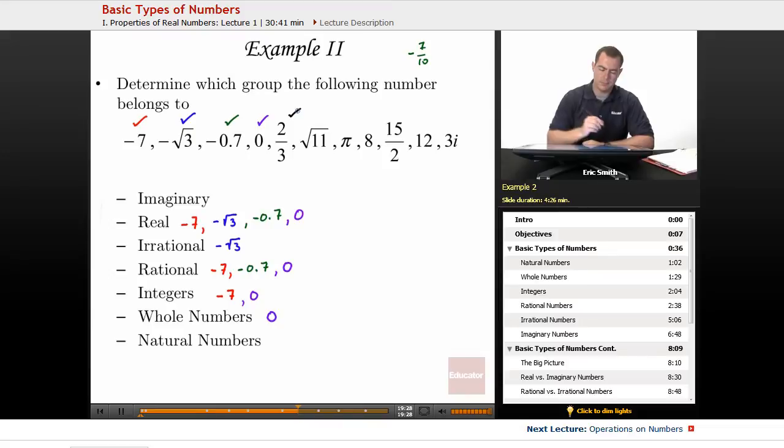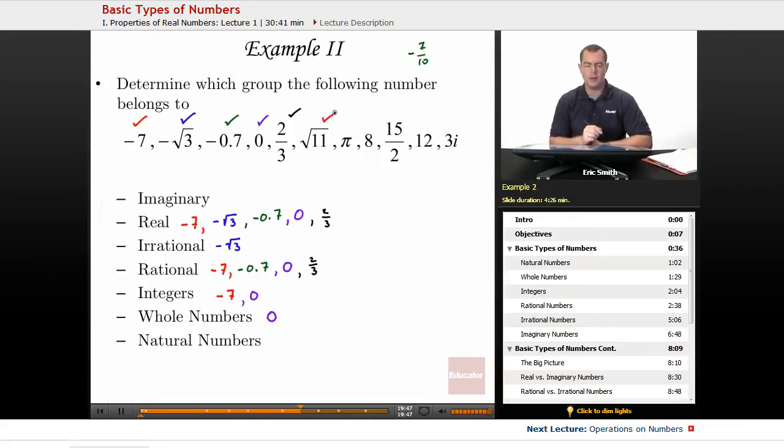On to 2/3. That one is definitely a real number. And since it's already a fraction, I know it is a rational number. It is not an integer, since it is a fraction, 2/3.